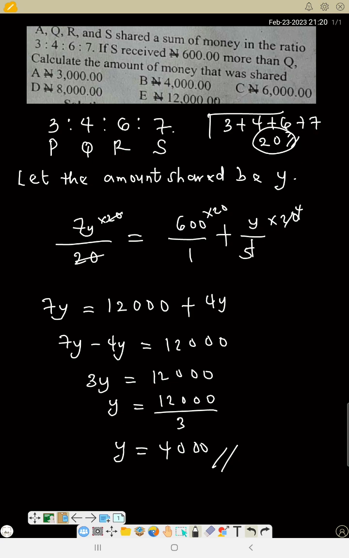So in a question like this, if you don't know the total amount they shared, you can represent it as unknown and do it like the normal way you share in ratio. So you can now go further just like this question.